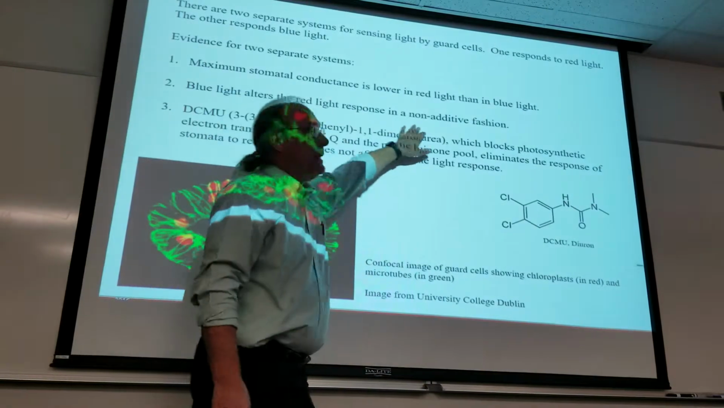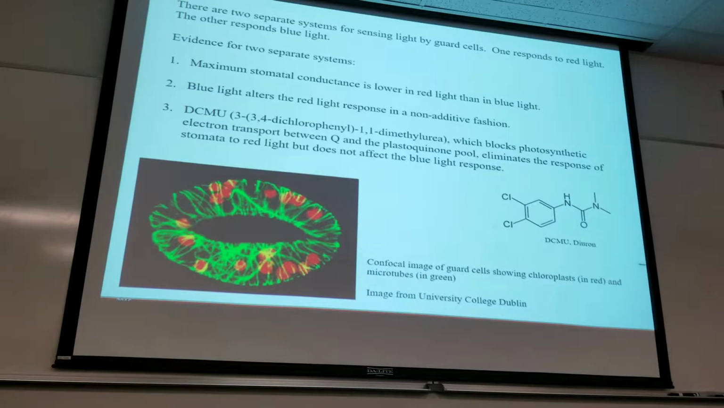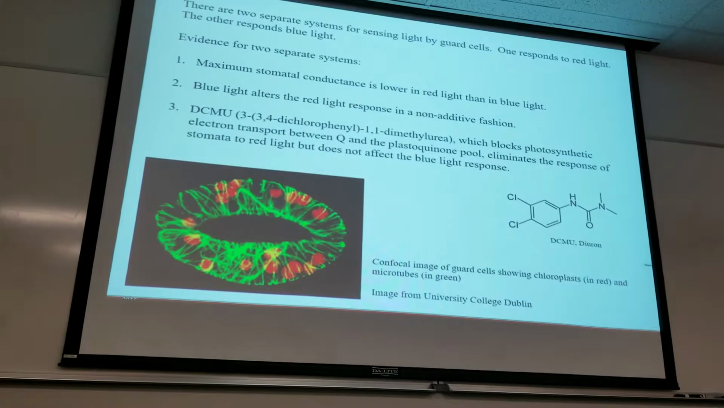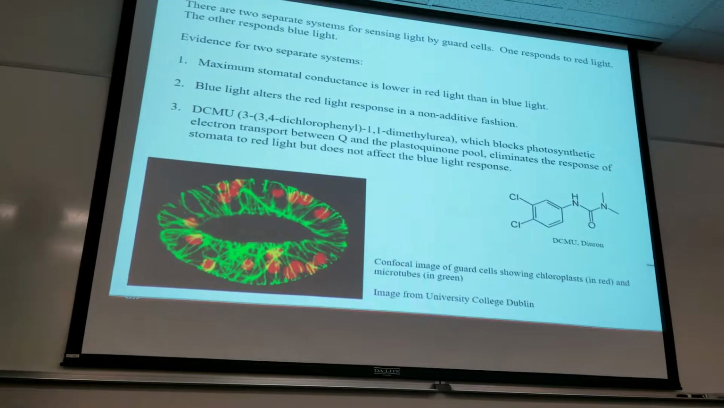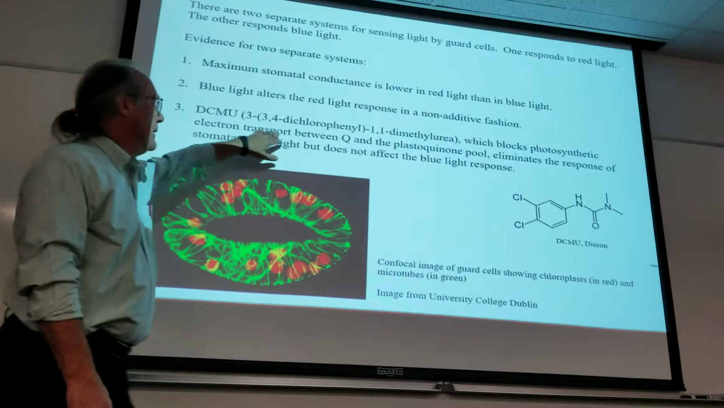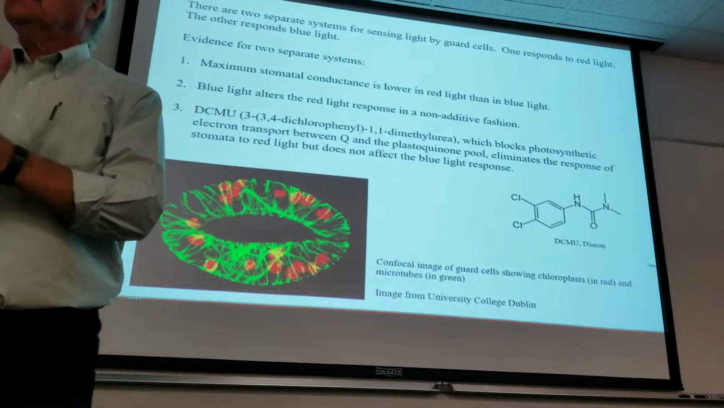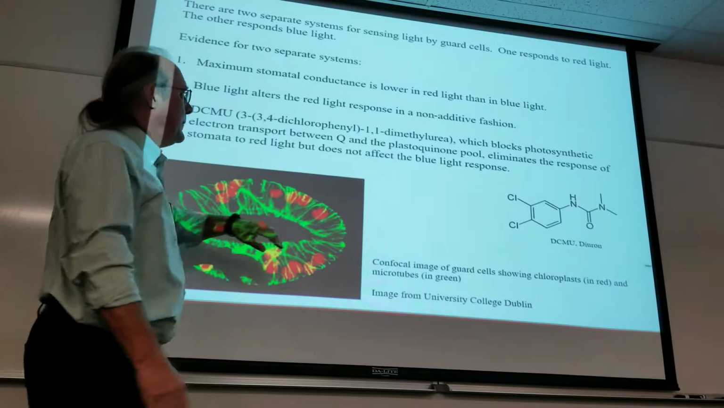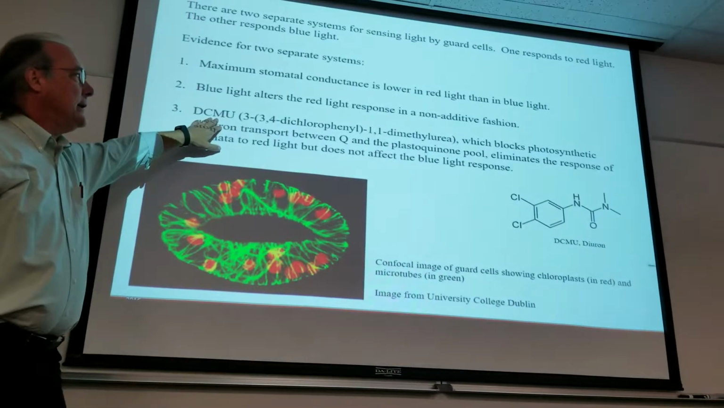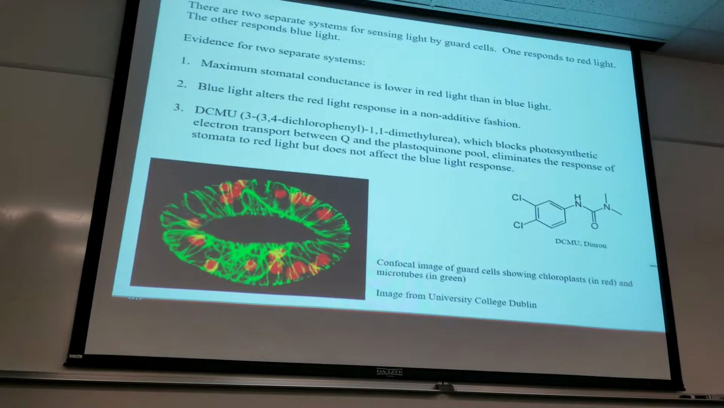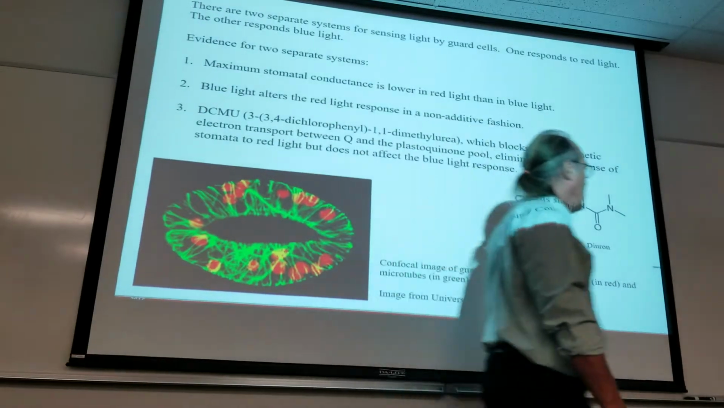Also, blue light alters the red light response in a non-additive fashion. I'll go into these in some detail on the next few slides. So again, you'll see in the next few slides what I mean by non-additive. Another bit of evidence is this chemical, dichlorophenol dimethylurea, DCMU. It blocks photosynthetic electron transport in the Z scheme of photosynthesis. This chemical eliminates the response of stomata to red light, but it doesn't affect the stomatal response to blue light. It's an herbicide called diuron.